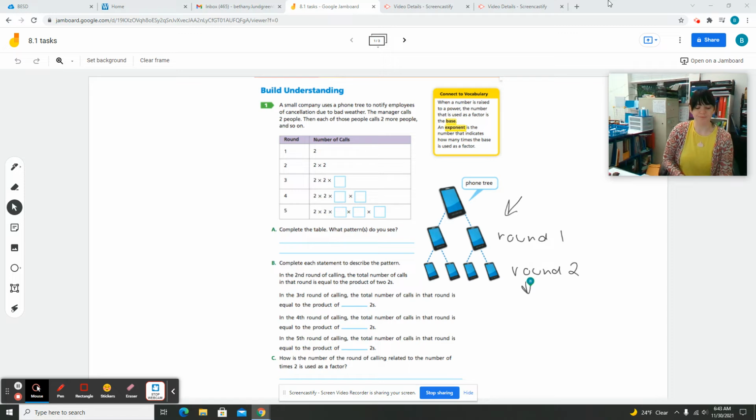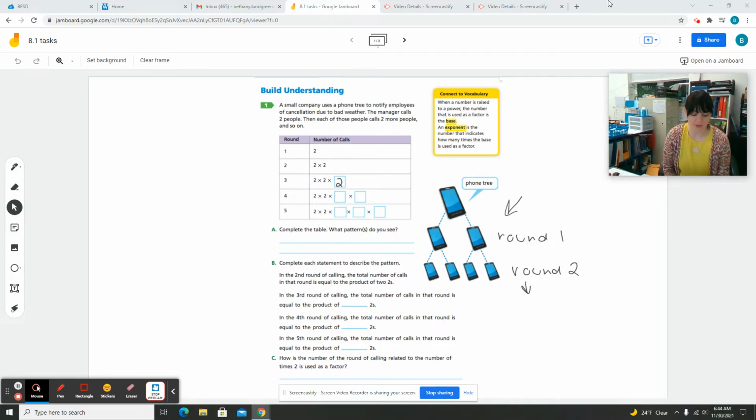Now we have our first round, 2 people are called. In our second round, 2 times those 2 are called. So 2 times 2 equals 4, which if you look on round 2, 4 people are called. If you notice, each time we go down a round, the number doubles. We just double the number because each of those people are calling 2 new people. So in the third round, each of those 4 people are going to call 2 people, and 4 times 2 is 8. Now we have 8 people calling.